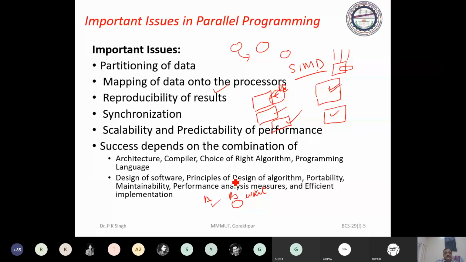Then scalability and predictability. Scalability means scaling, and we predict. We will discuss this. This is just for your information. We have to handle these issues.